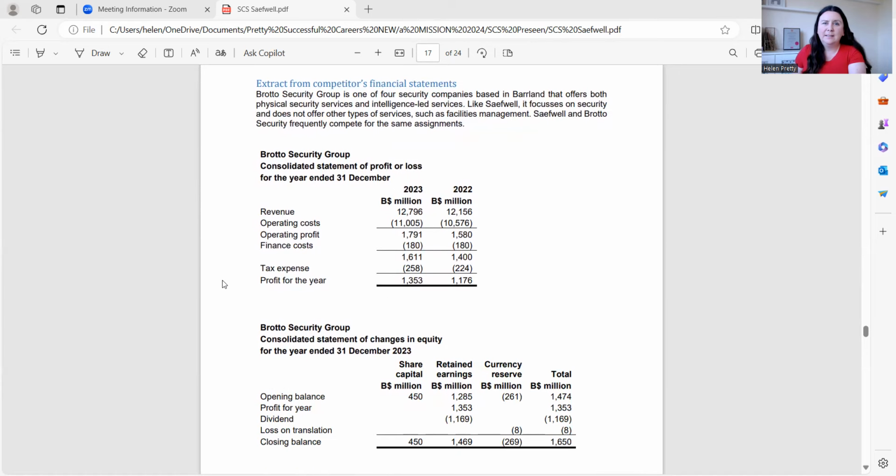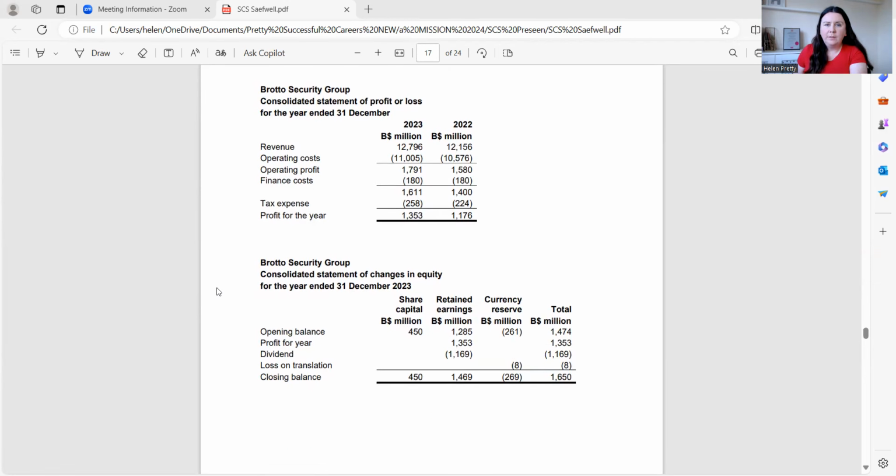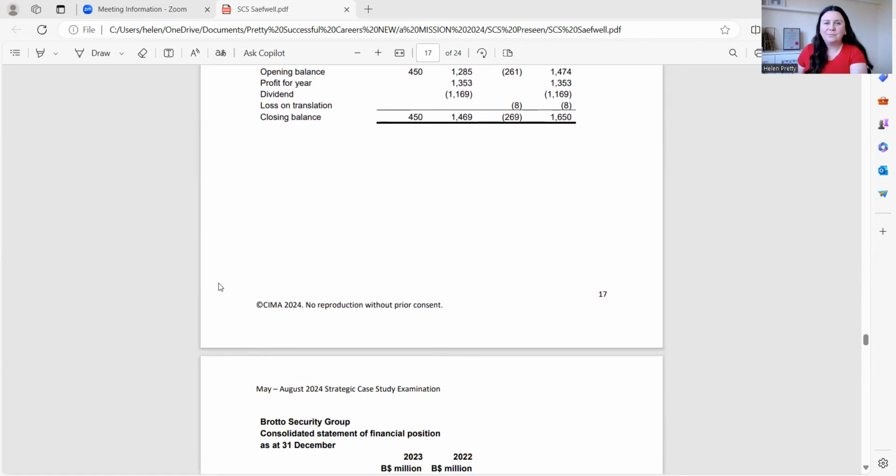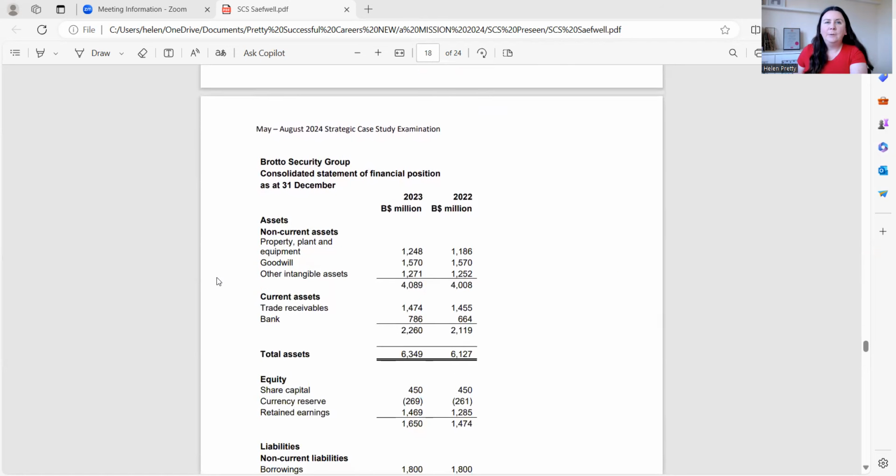Okay, so we're on page 17. We have a consolidated statement of profit or loss for Brotto for 2022 and 2023. We have a consolidated statement of changes in equity. We can see that they also made a profit. They also paid a dividend and they also had a loss on translation of their currency reserve. Please review these numbers at your leisure. Page 18, we have Brotto's consolidated statement of financial position, or their balance sheet. Again, please review these at your leisure.